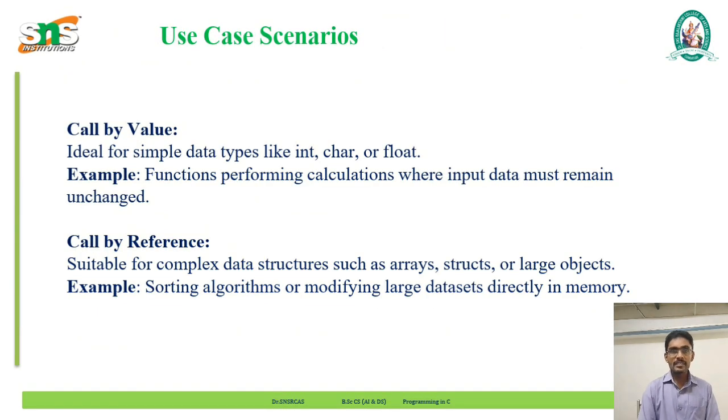There are use case scenarios for when you can use the call by value method. It is ideal for simple data types like int, char, float, where performance overhead is minimal, and for functions performing calculations where input data must remain unchanged. Whereas call by reference is suitable for complex data structures such as arrays, structures and large objects.